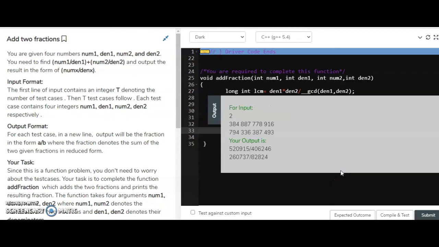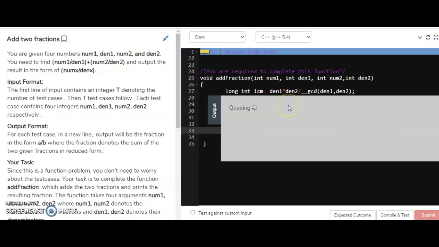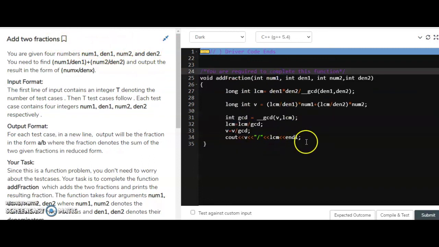So we are getting the output. Let's submit it. I think you get the point where we were making the mistake, right? We were not dividing it fully. We were just making a fraction of the variables or the numbers that we take as input. So this is how we have to solve this question.